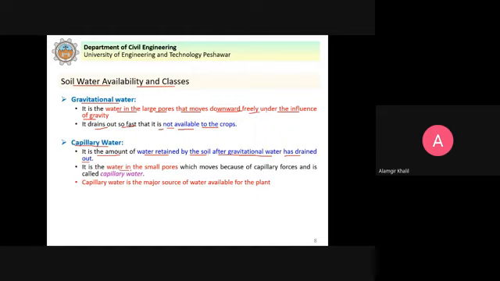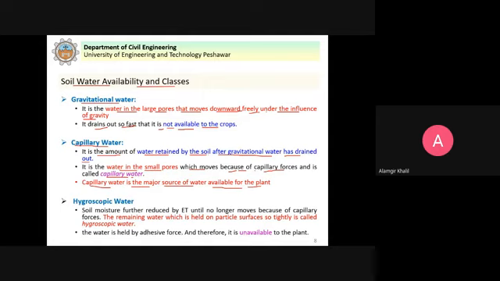It is the water in the small pores which moves because of capillary forces and is called capillary water. Capillary water is the major source of water available for the plants. This capillary water is taken up by the roots of the plants, trees, and crops. So this is the source of water that is available for the plants.